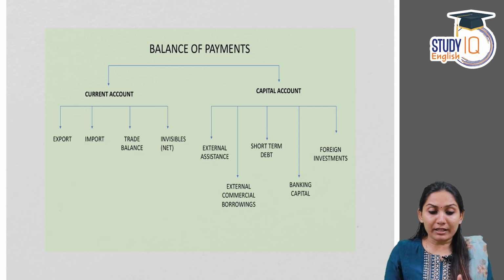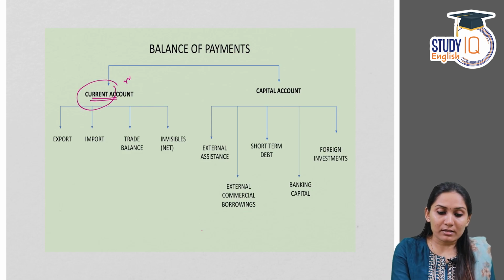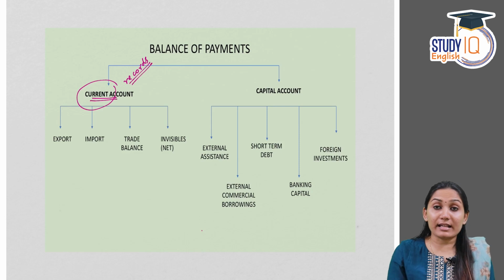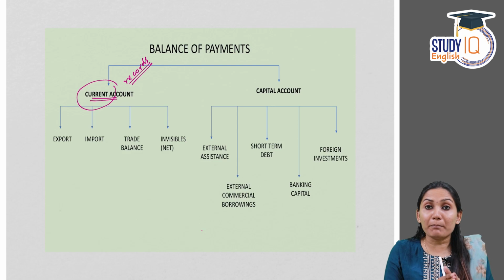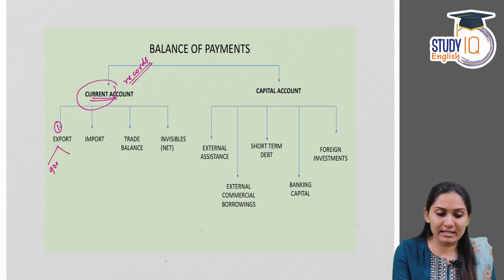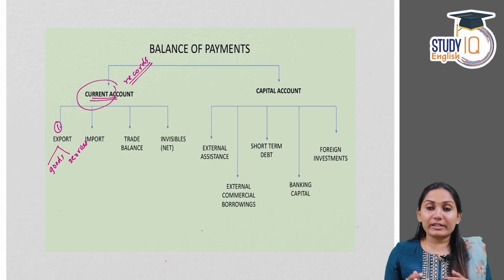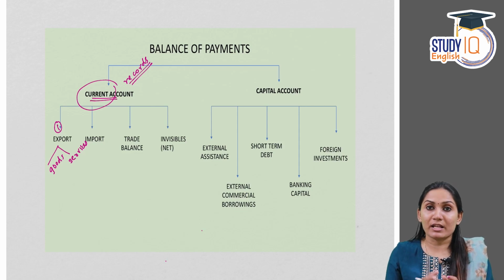Now we are coming to current account and capital account. As we have already said, current account records all the current account transactions. That is, transactions for a short period of time. Let us see what are the sub-components of a current account. The first one is exports. Exports can be goods exports as well as services exports. Goods and services can be exported. So within current account, the first component is exports, and exports contains the merchandise exports as well as the service exports.